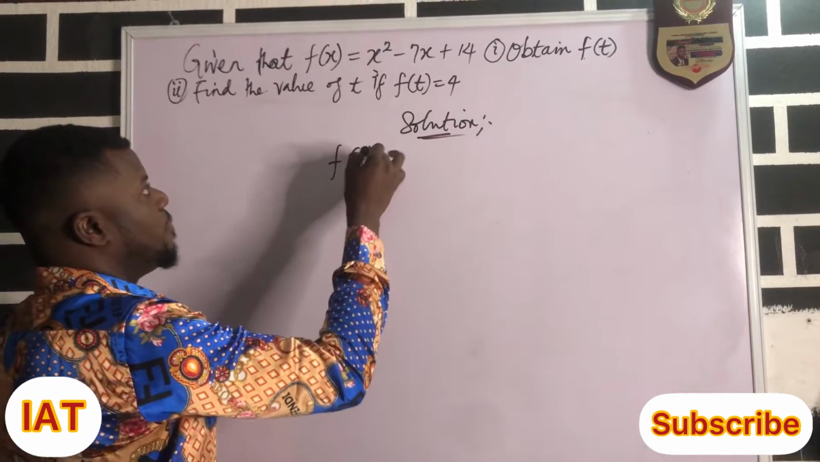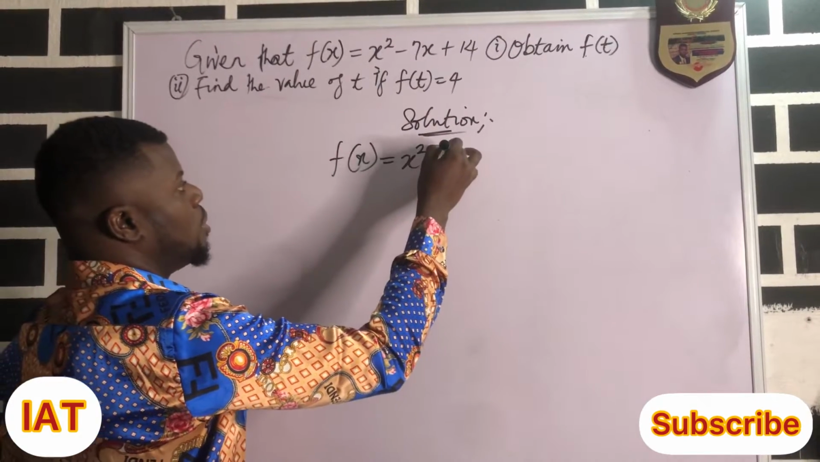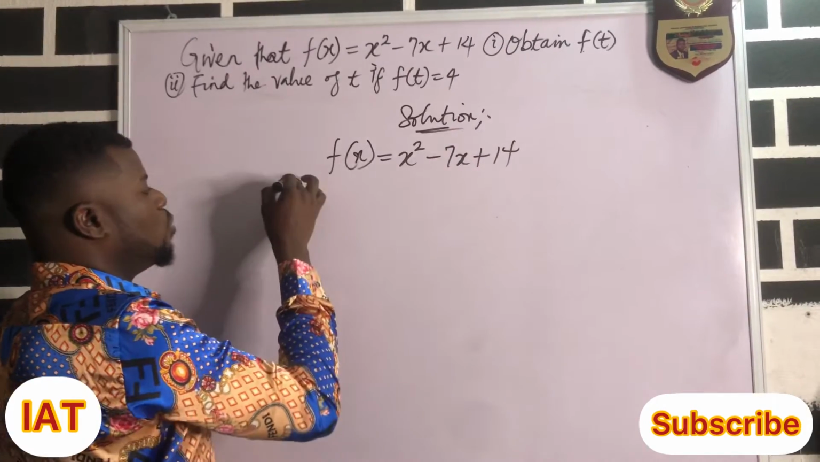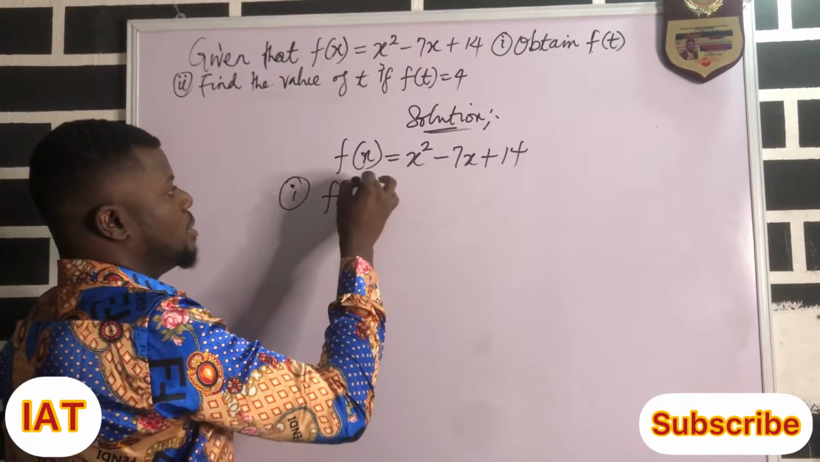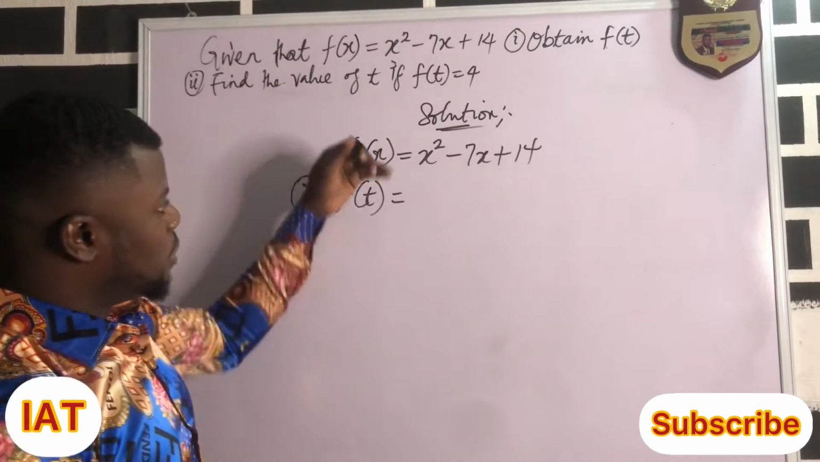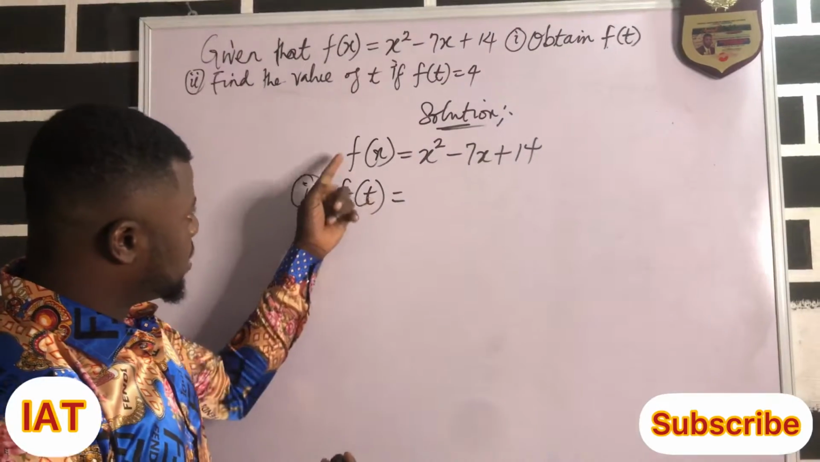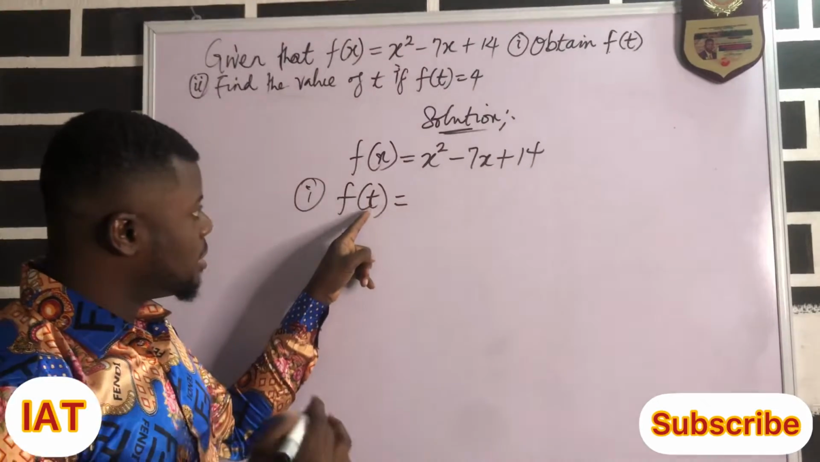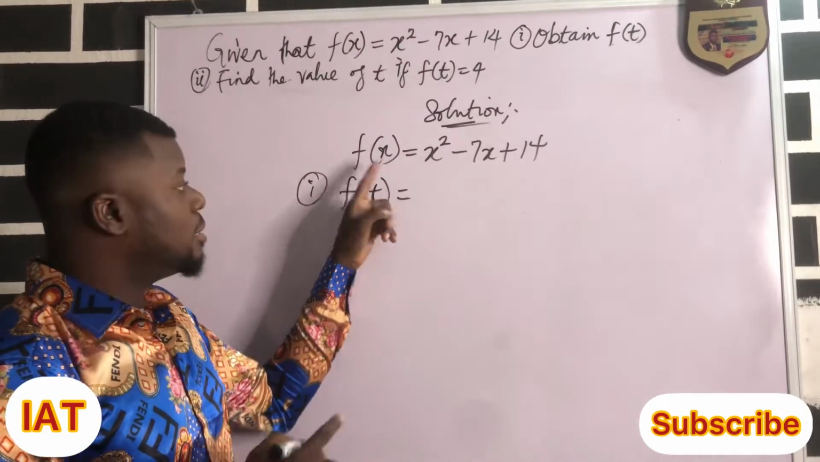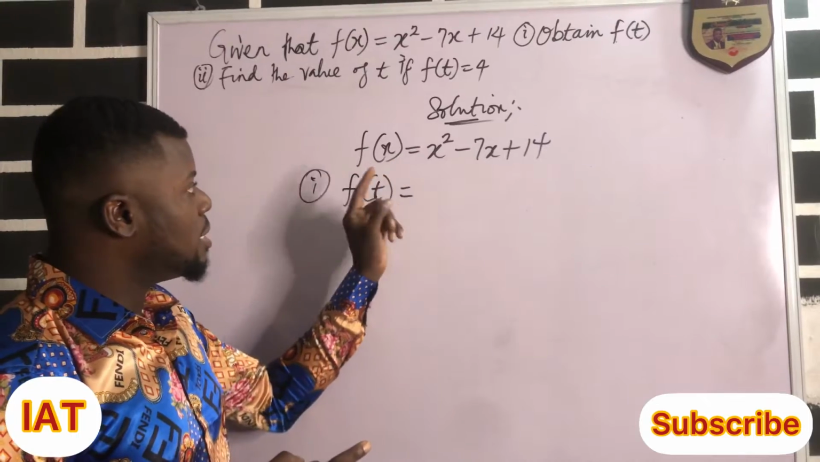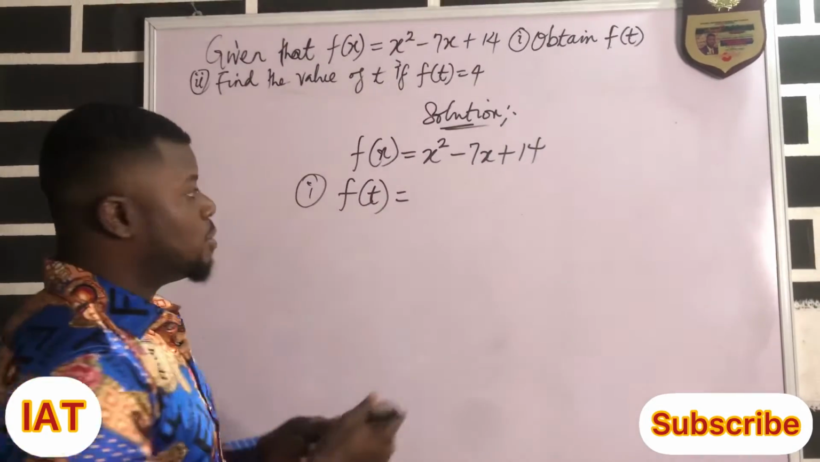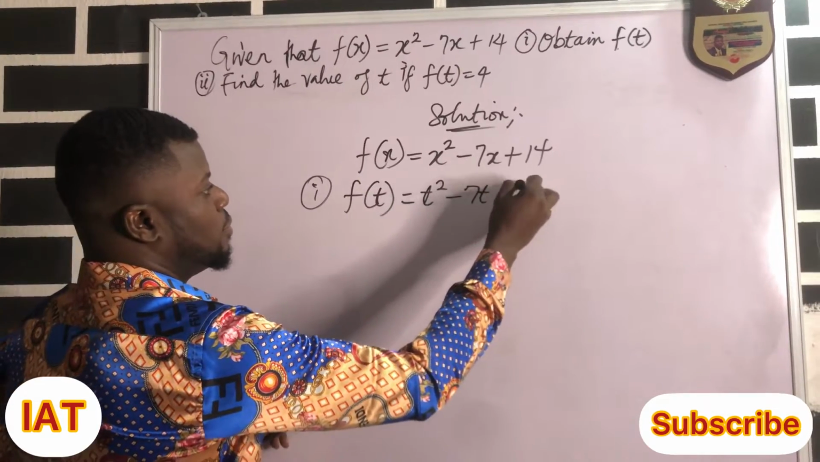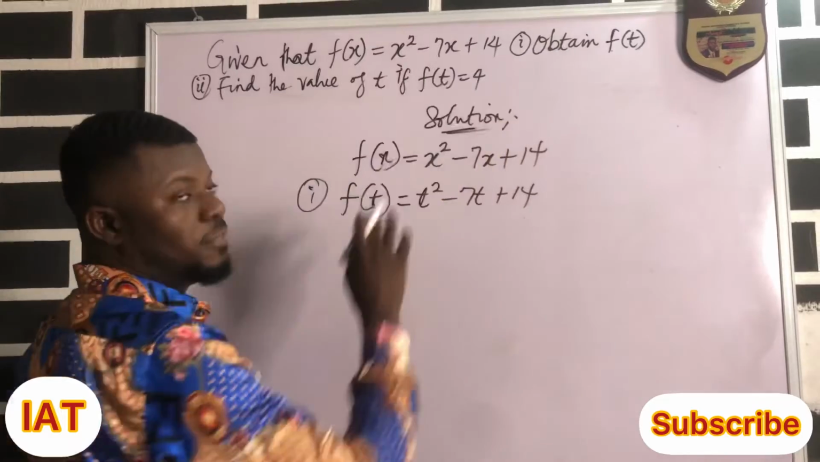We have a function f of x which is assigned to x squared minus 7x plus 14. The first thing we want to look at is f of t. If you look at this expression, here is function of x and here we have function of t. You can see that t is apparently taking the position of x. That literally means that anywhere you see x, you replace it with t. So that way we have t squared minus 7t plus 14. And this is the solution to this first problem.